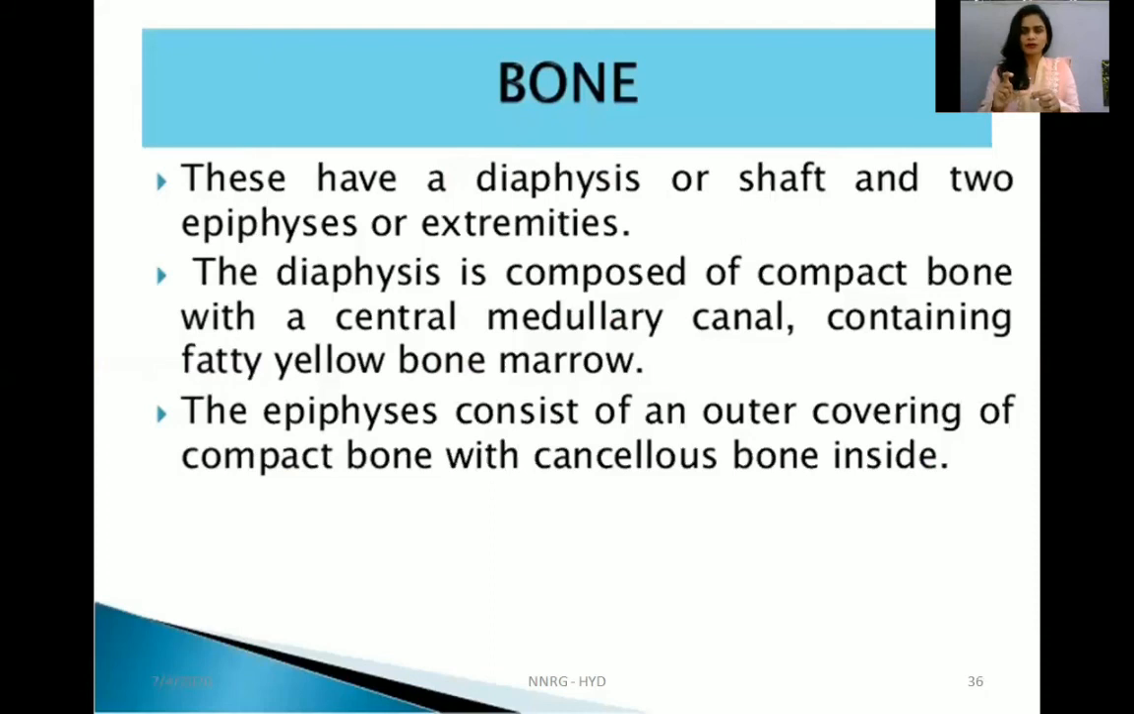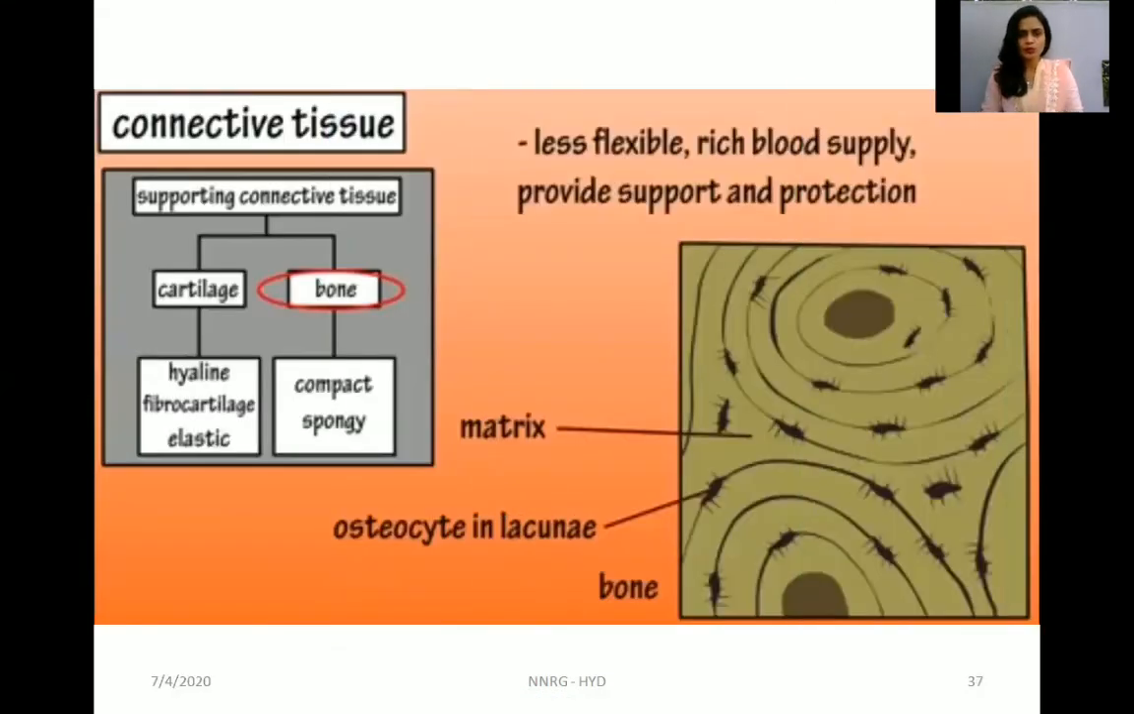Whereas another part of bone is the epiphysis, which is the outer covering of the compact bone. It has got a spongy bone. Spongy bone is also called cancellous bone. In the epiphysis, spongy bone is there, whereas in the diaphysis, compact bone is there. Two types of bones are there that we will discuss now. So the bone has got two types, compact and spongy. These are less flexible, their blood supply is good, and the main function of them is to provide support and protection.